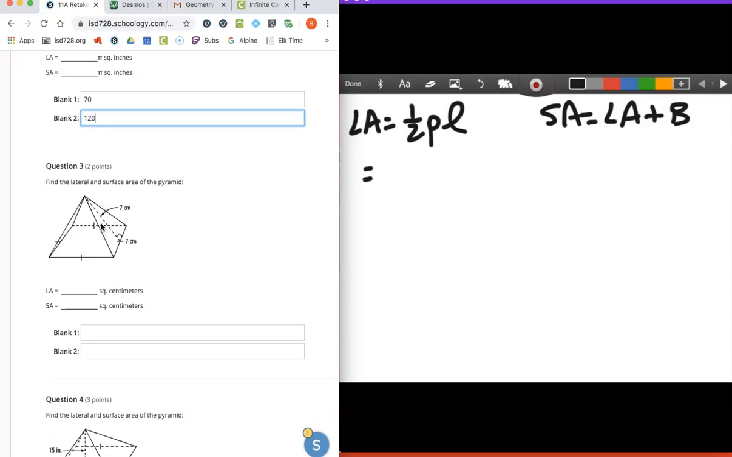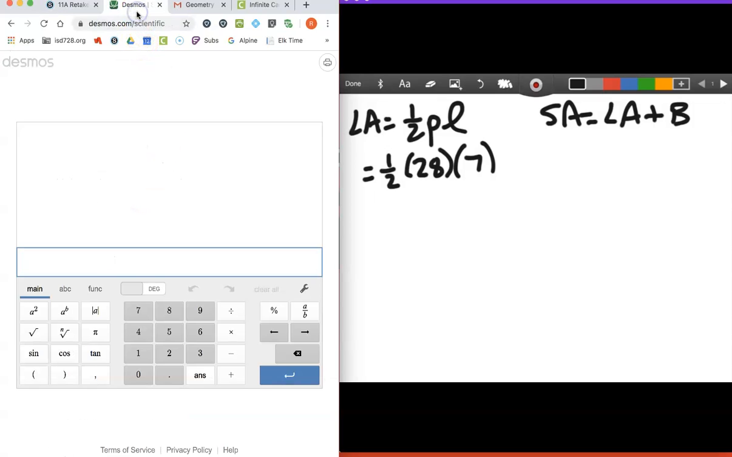The perimeter, we do the same way that we were doing before. This is a square on the bottom. You can tell by the tick marks here. So each side is 7, and 7 times 4 is 28. So we have 1/2 times 28, and then l stands for slant height, which is this distance here, which also happens to be 7. So if you go to the calculator, 1/2 times 28 times 7 is 98. So the lateral area is 98.